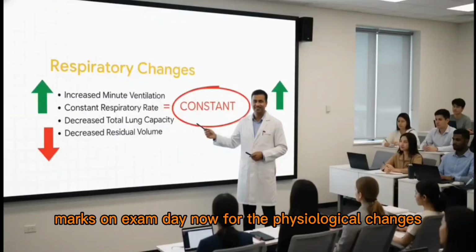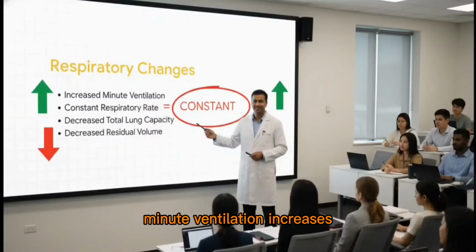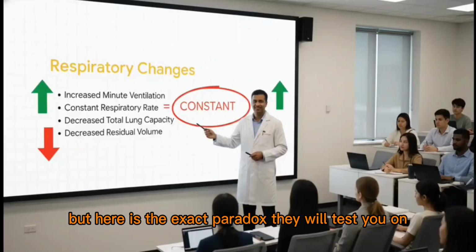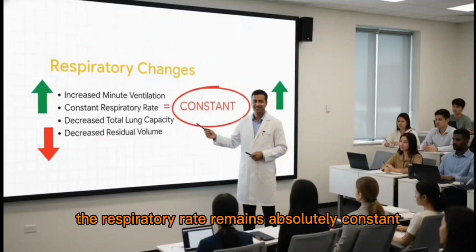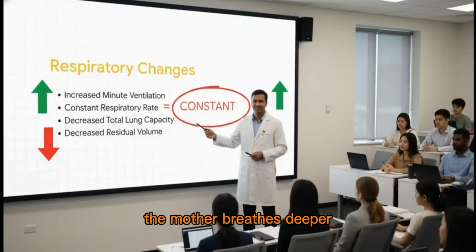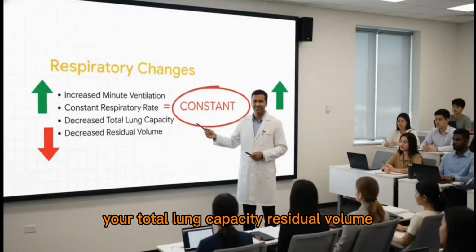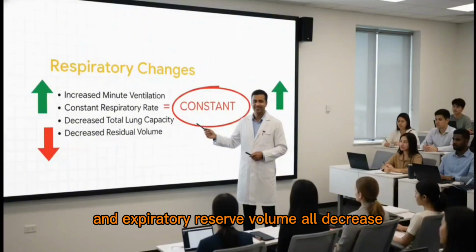Now for the physiological changes. Minute ventilation increases, which washes out more CO2, leading to a state of compensated respiratory alkalosis. But here is the exact paradox they will test you on. The respiratory rate remains absolutely constant. The mother breathes deeper, not faster. Tidal volume increases, but RR is totally unchanged. Also note, because that diaphragm is pushed upwards, your total lung capacity, residual volume, and expiratory reserve volume all decrease.